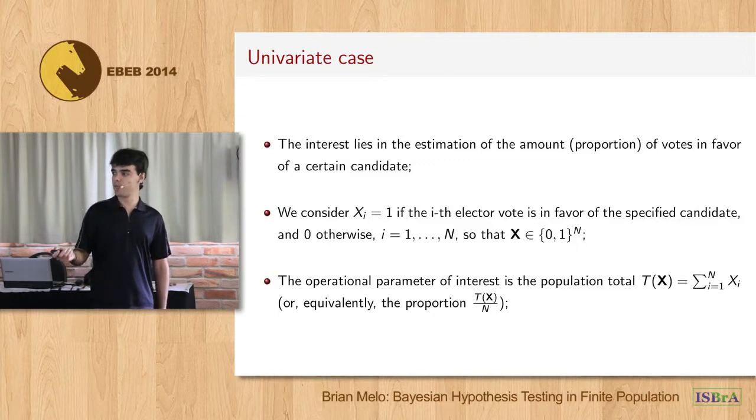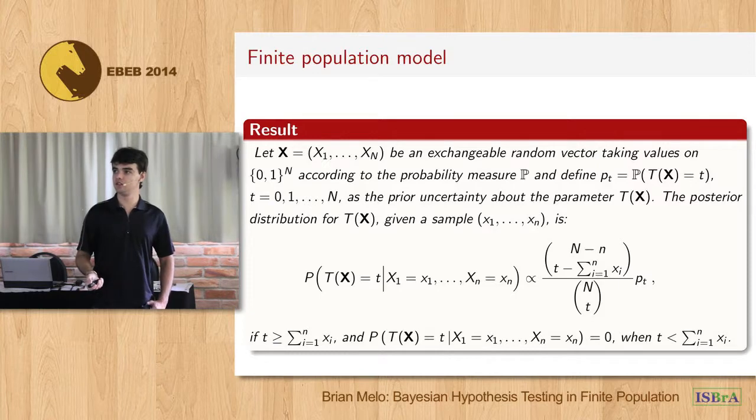So now we need to continue to develop the work to find the posterior distribution of this parameter, which is given by this result. So we have our exchangeable vector of population values, x. We define pt, the prior uncertainty about our operational parameter, and given a sample x1, ..., xn, since we are considering the vector exchangeable, it doesn't matter which the sample is. We can take the first 10 elements, and we have this posterior distribution for our parameter.